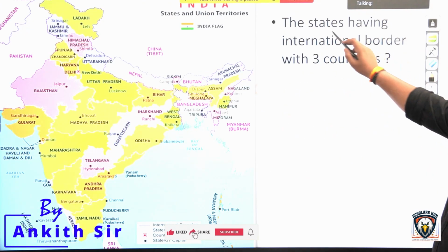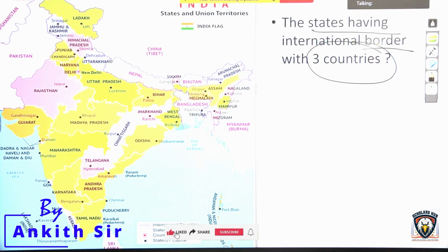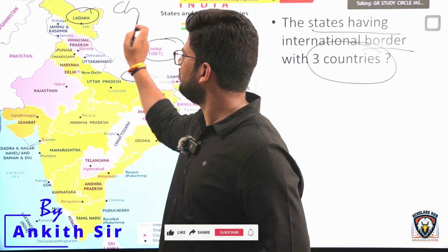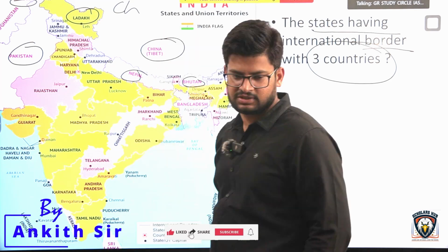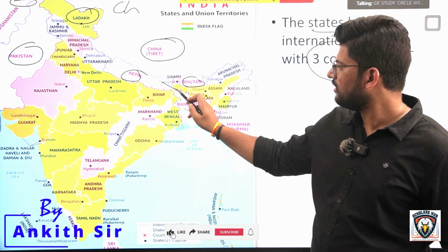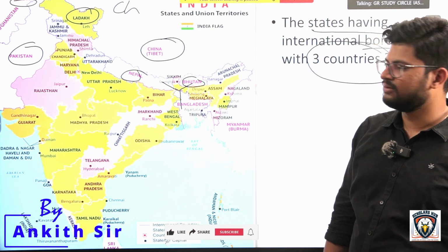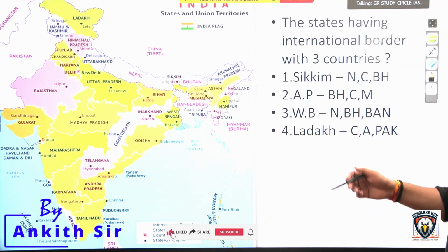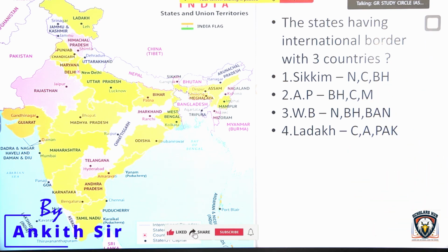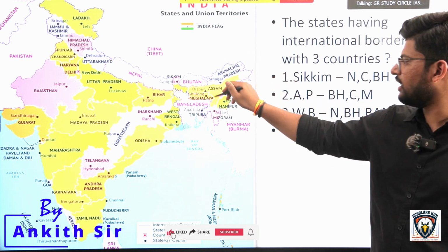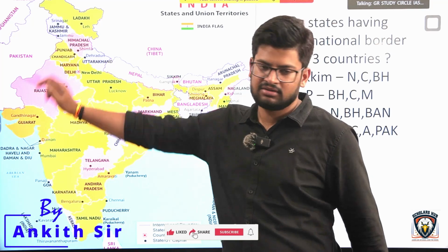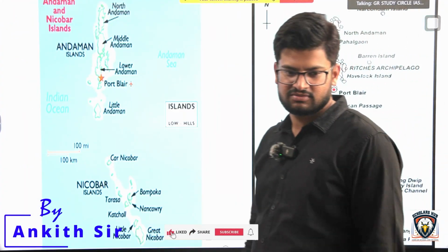Okay. Can you identify the states having an international border with 3 countries? Sikkim: Nepal, Bhutan, China. Very good. Then Ladakh: China, Pakistan, Afghanistan. West Bengal: Nepal, Bhutan, Bangladesh. Then Arunachal Pradesh: China, Bhutan, Myanmar. Got the point? Ladakh we already covered. So Sikkim: Nepal, China, Bhutan. And Arunachal Pradesh: Bhutan, China and Myanmar. West Bengal: Nepal, Bhutan and Bangladesh. Ladakh: China, Afghanistan and Pakistan, right?